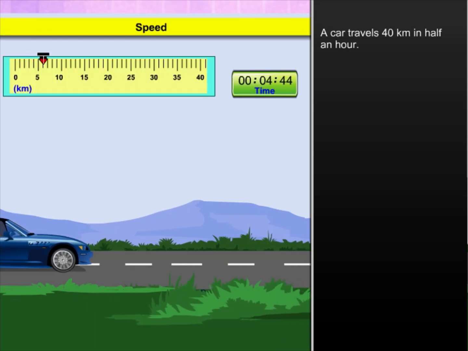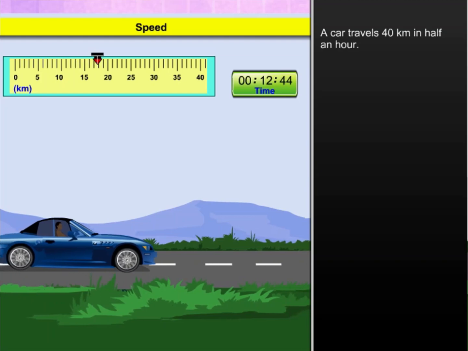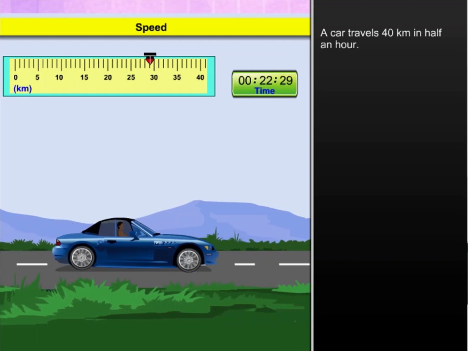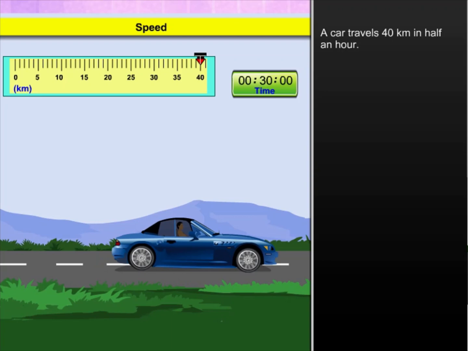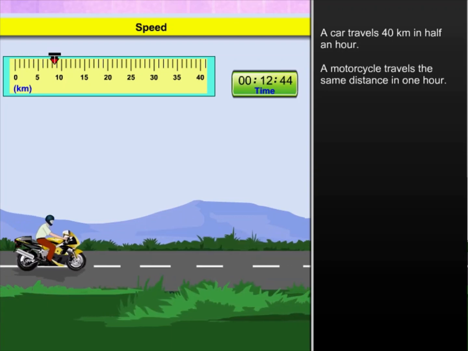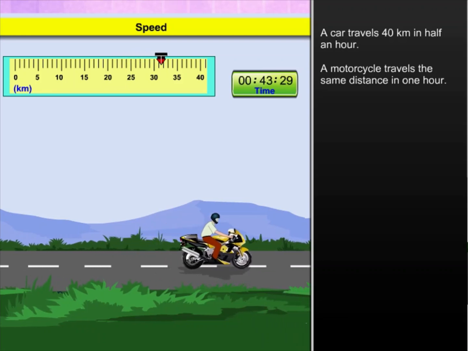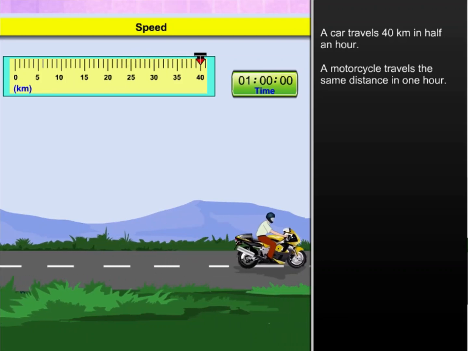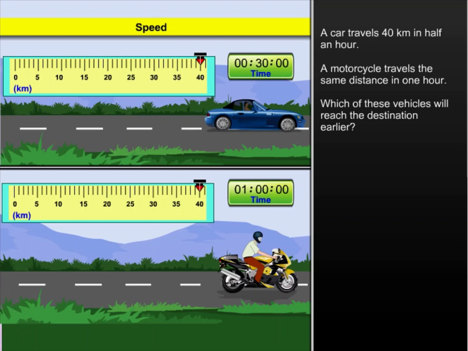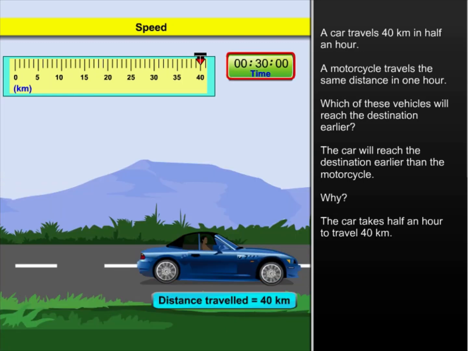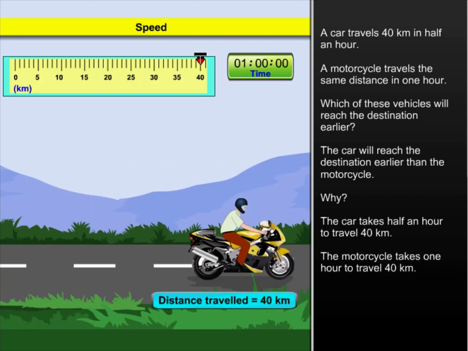A car travels 40 kilometers in half an hour. A motorcycle travels the same distance in 1 hour. Which of these vehicles will reach the destination earlier? The car will reach the destination earlier than the motorcycle. Why? The car takes half an hour to travel 40 kilometers. The motorcycle takes 1 hour to travel 40 kilometers.